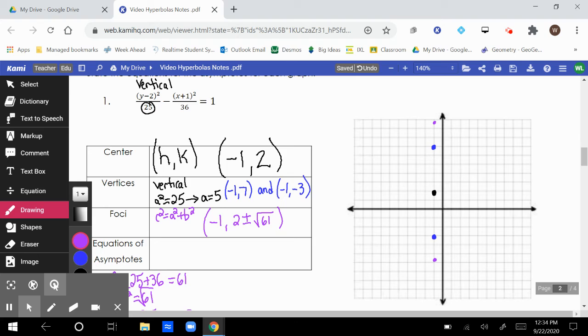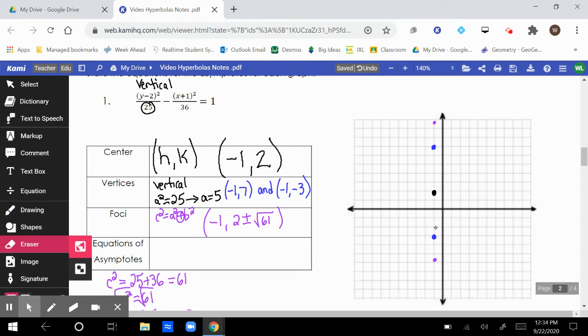One thing I want to point out: the foci are further from the center than the vertices. That's a little different from ellipses, where the vertices were further away. That's just because it's a plus: c squared equals a squared plus b squared. So now c is always the largest of the three, a, b, and c.